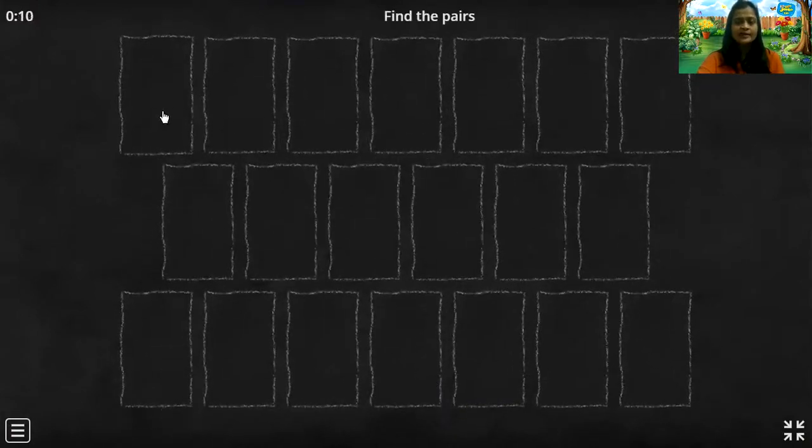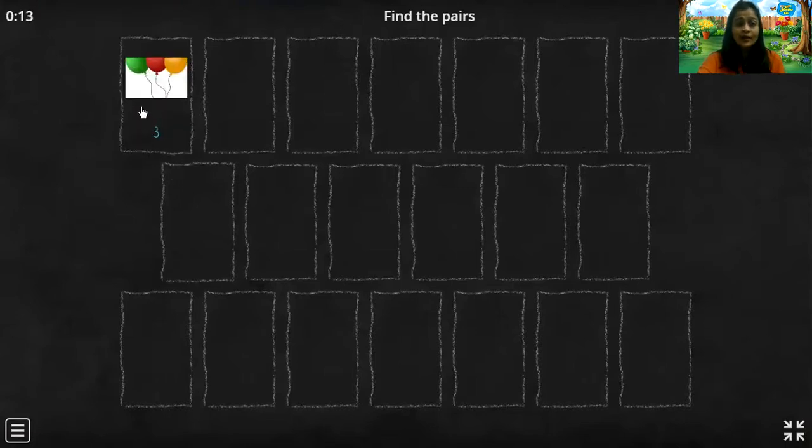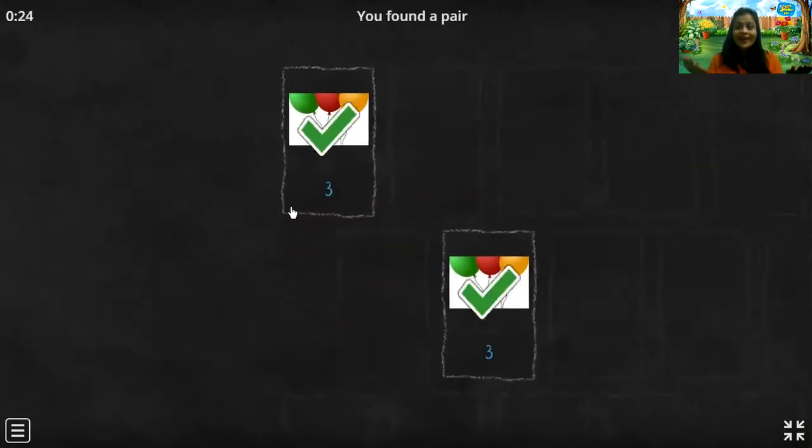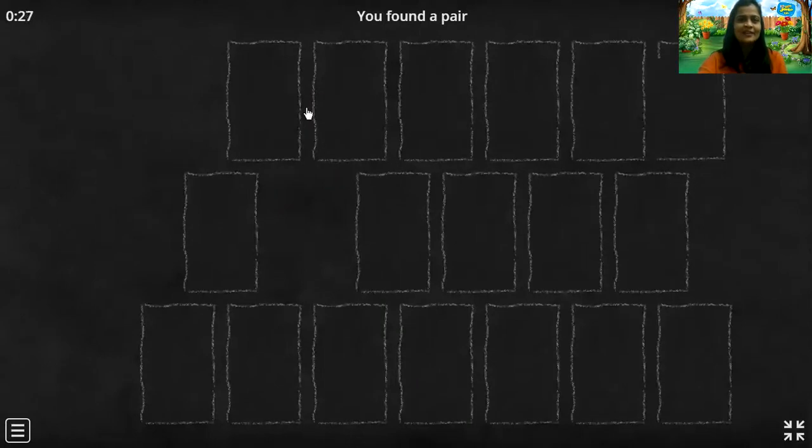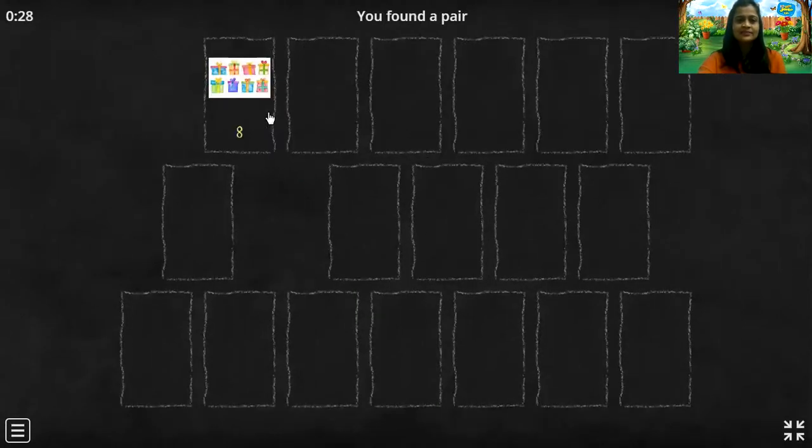We start with the first tile. Okay, there are 1, 2, and 3. 3 balloons. This is number 3. Let's see which can it be. Let's see this. We got it correct! Super! Wow! Now let's hit this. Okay, how many gifts? 1, 2, 3, 4, 5, 6, 7, 8. So this is number 8. Now let's see.